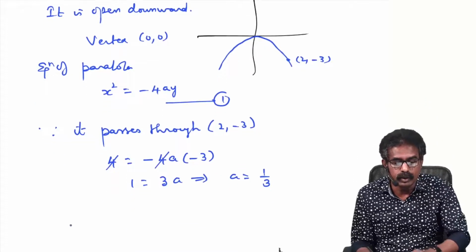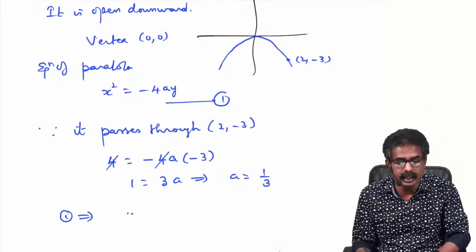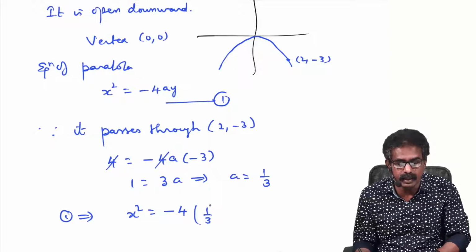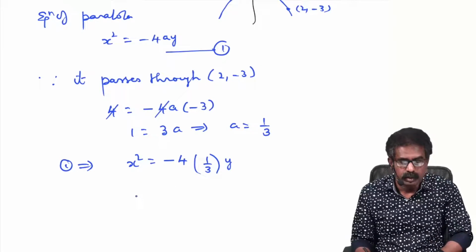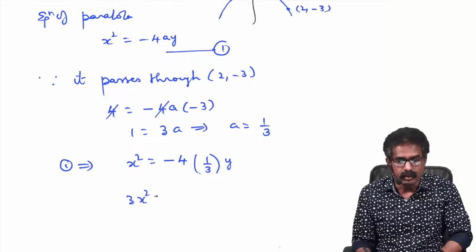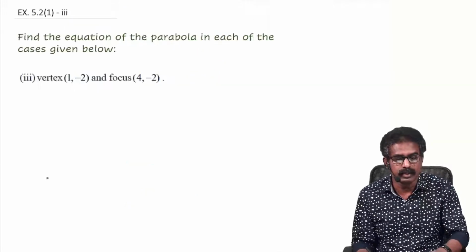So substitute in the fourth equation, you are getting x square equal to minus 4 into a, 1 by 3, into y. Fraction is there. If you want, you cross multiply. So the final answer is 3x square is equal to minus 4y. So that is the equation of parabola. Let's go for the next one.